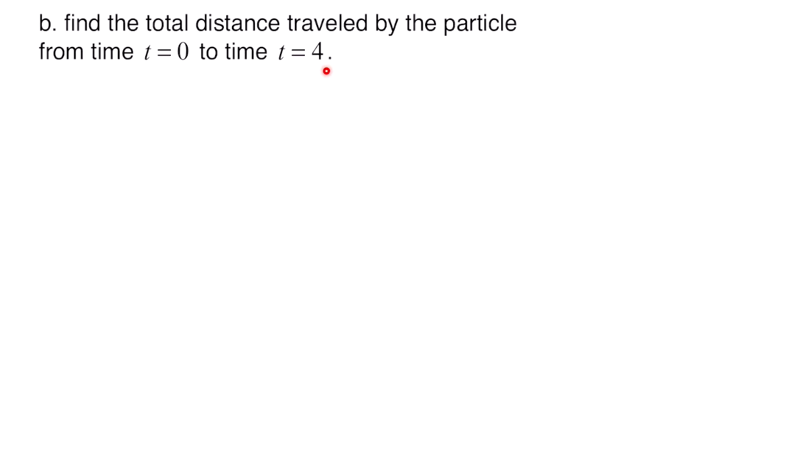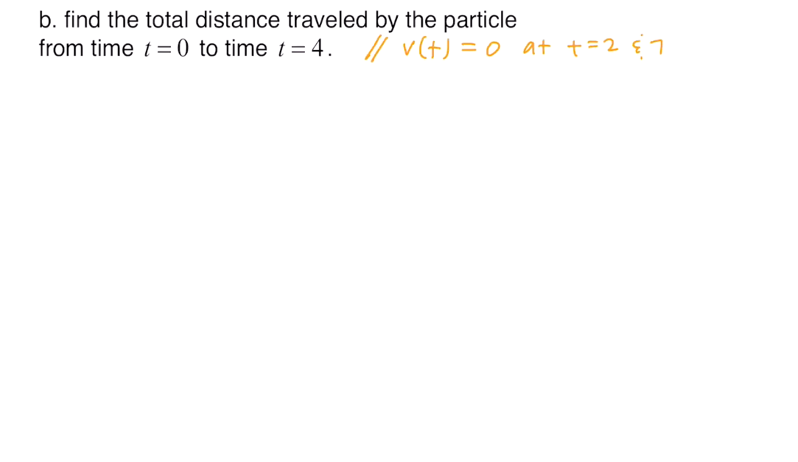to time t equals 4. Alright, the first thing we want to note is velocity is equal to 0, meaning the particle is at rest at t equals 2 and 7. For this part of the problem, we're only concerned when t is between 0 and 4. We're just going to use t equals 2.